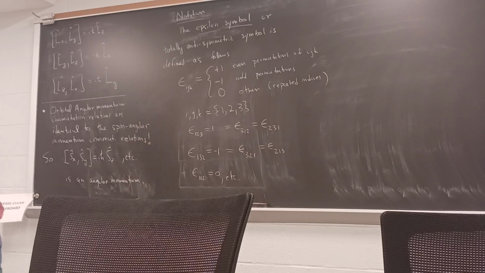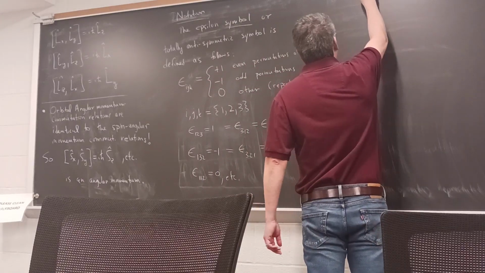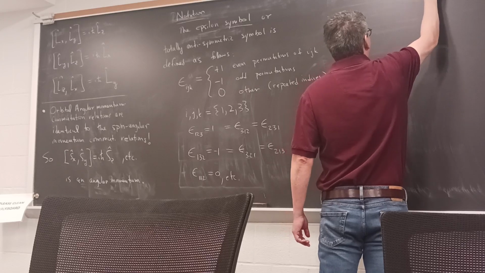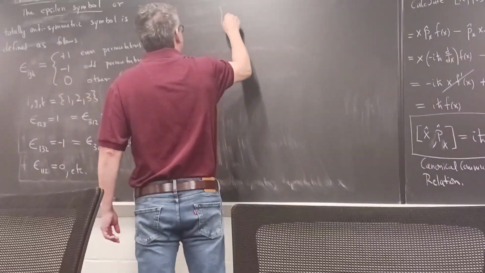Okay, so if we do that, then we can do the following. For x equal 1, y equals 2, and z equals 3, we can write the relationship as follows.